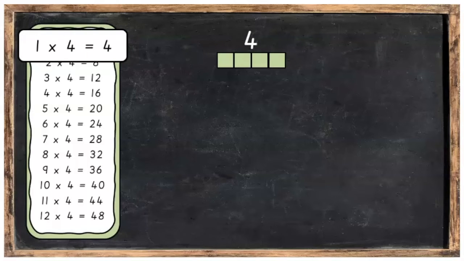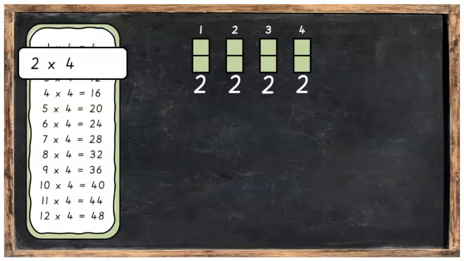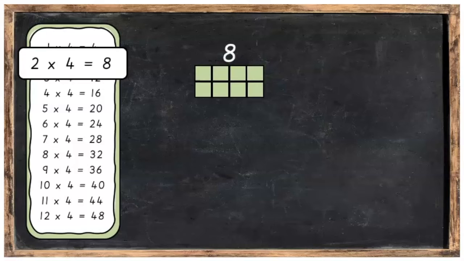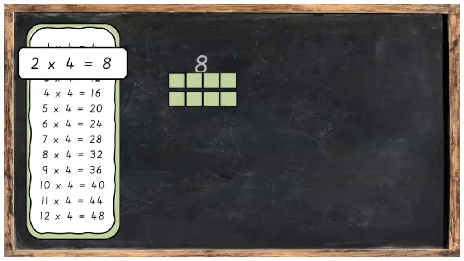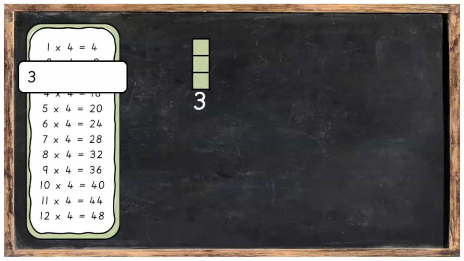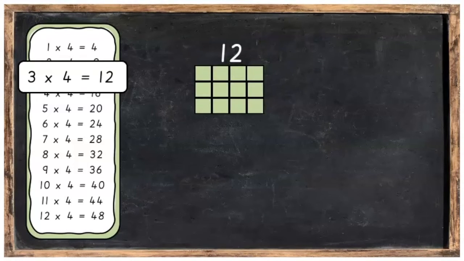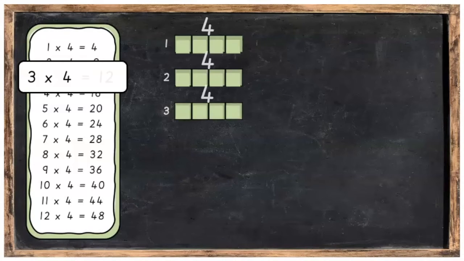Can you say that with me? 1 times 4 is equal to 4. Or we can say 1 four is equal to 4. Here we've got 2 times 4 is equal to 8. We can also say 2 fours are equal to 8. 3 times 4 is equal to 12. Or 3 fours are equal to 12.